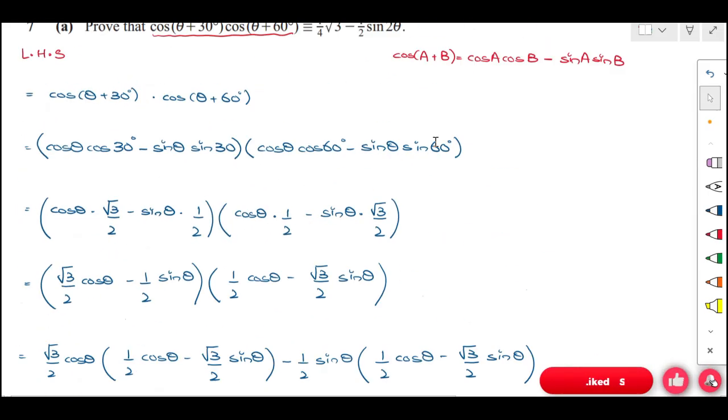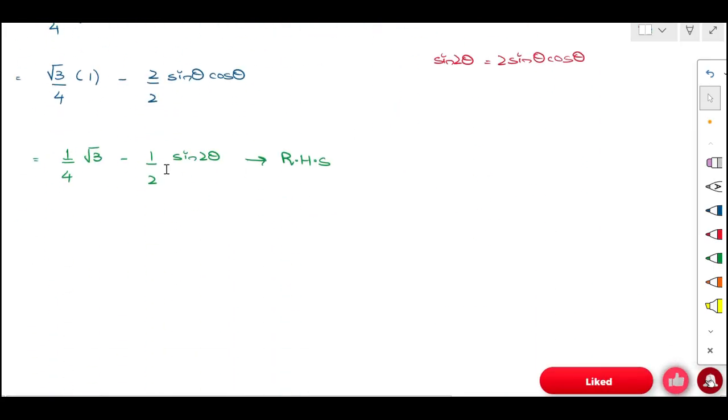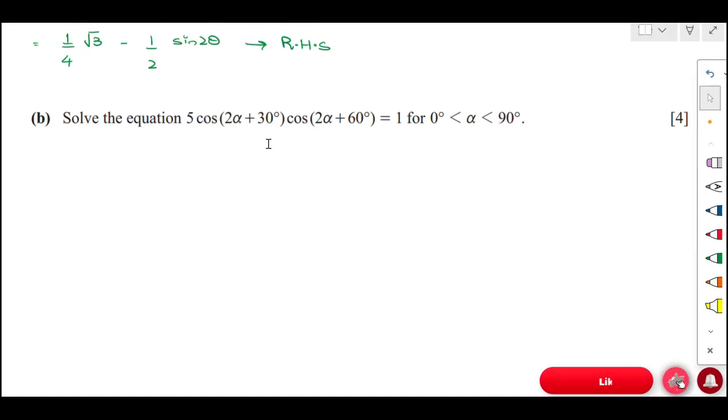1 by 4 root 3 minus half sine 2 theta. This is exactly the same. So I split 1 by 4 root 3. This 2 sine theta cos theta would be sine 2 theta, and minus 1 by 2 is outside, right? So it is proved. Now for part B, solve the equation 5 cos(2 alpha plus 30 degrees) cos(2 alpha plus 60 degrees) is equal to 1.